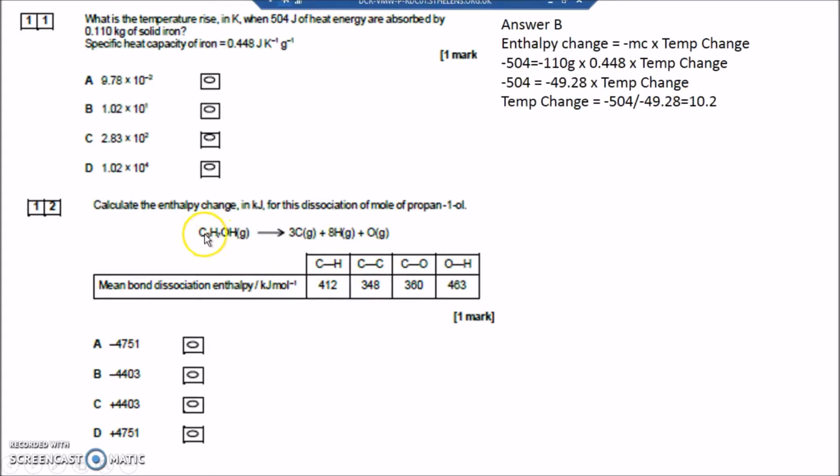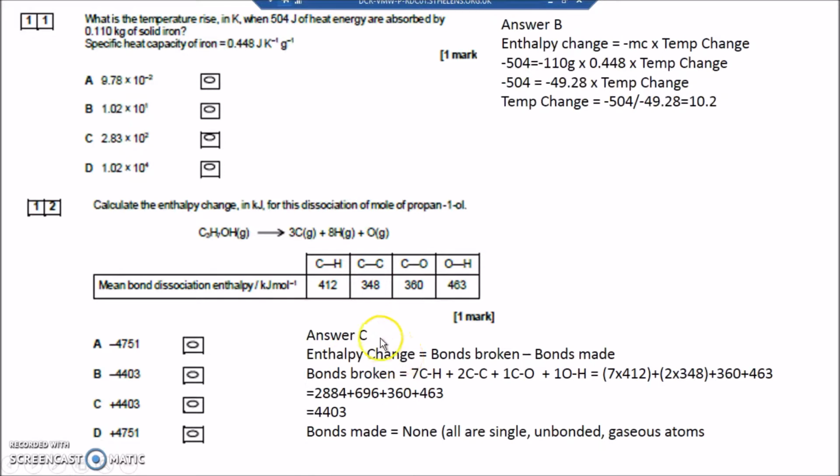So what I've got to do is work out how many of these bonds are in this, because the total enthalpy change is the number of bonds broken. That costs you energy. You need to put energy in to do that. Take away the bonds made, that gives you energy back out, and the overall difference is the enthalpy change. So the bonds broken in propan-1-ol. Propan-1-ol has got 7 carbon to hydrogen bonds.